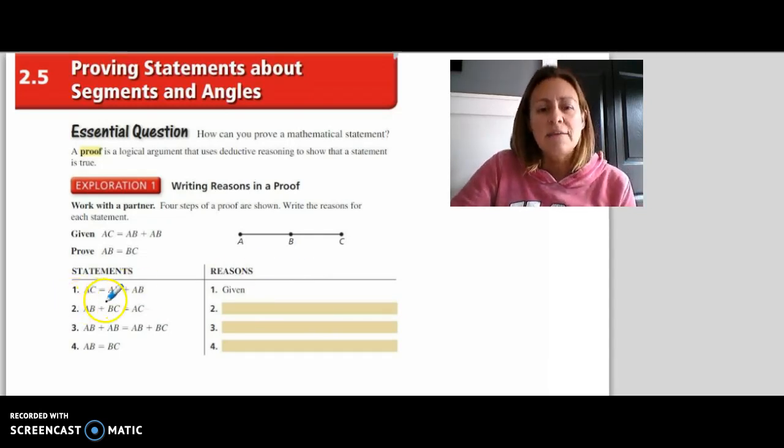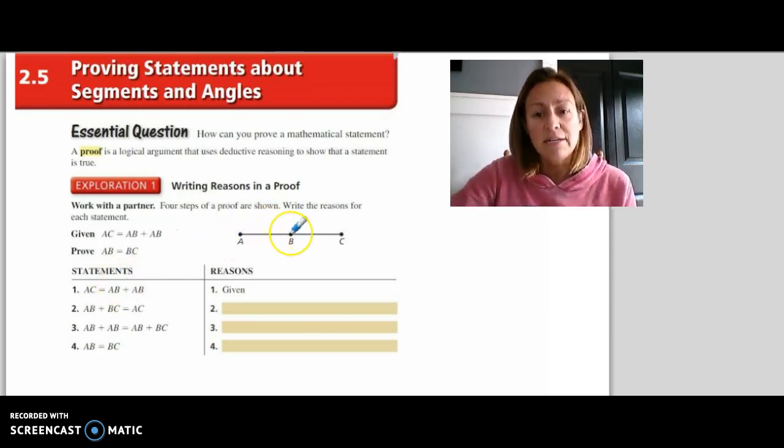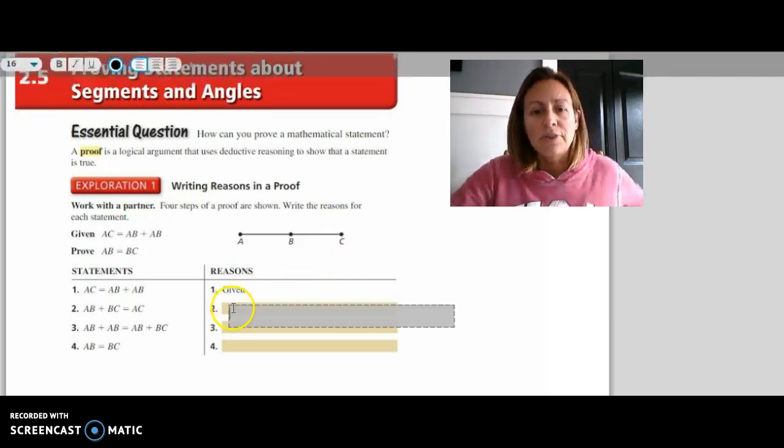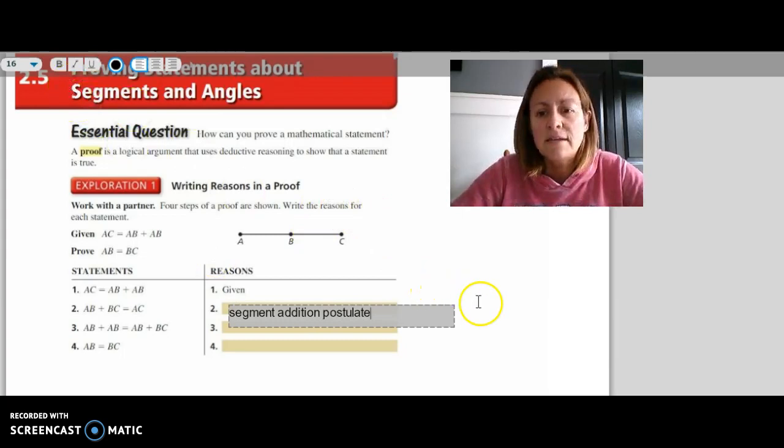The second statement, AB plus BC equals AC, may not be as obvious as the given statement, but when we look at the diagram, it should look familiar that the distance from A to B plus B to C adds up to the total AC. What postulate do we know from past lessons makes that true? That would be the segment addition postulate. So we're going to put that in as our reason to make that statement.